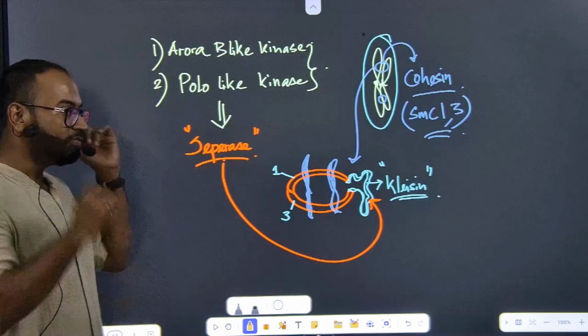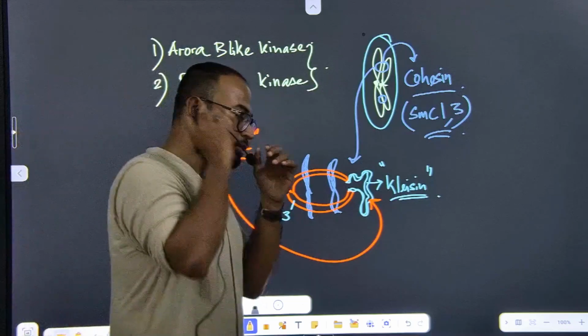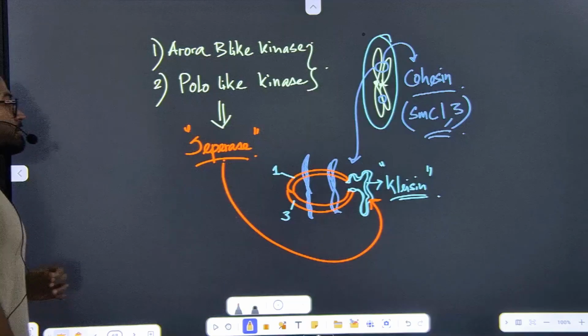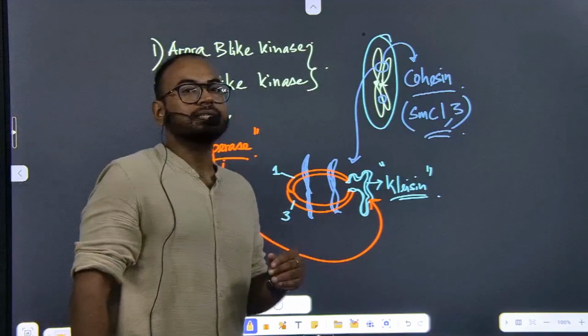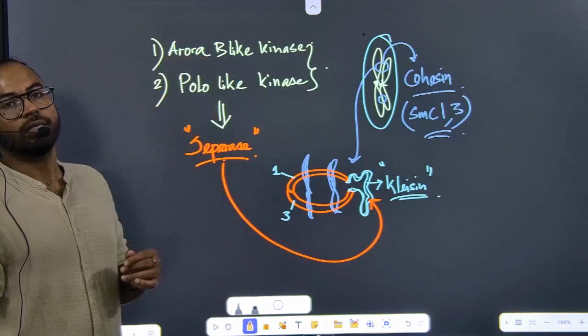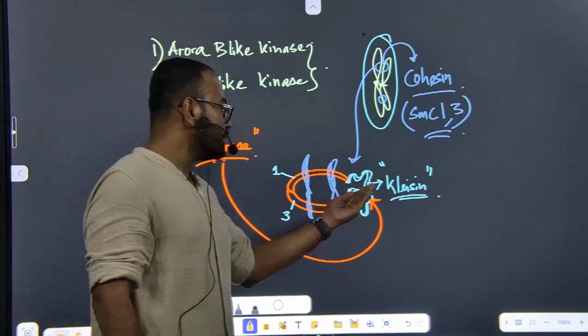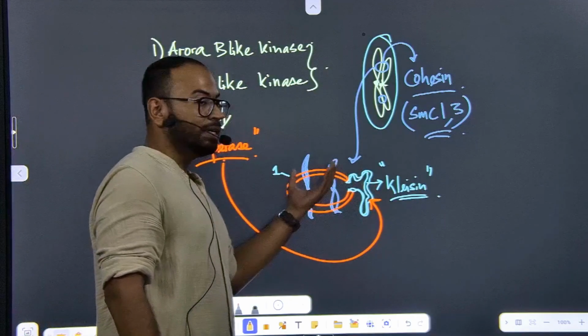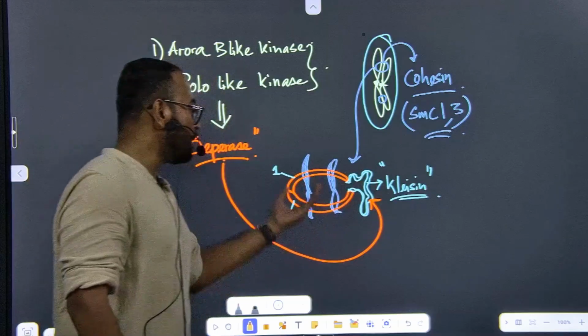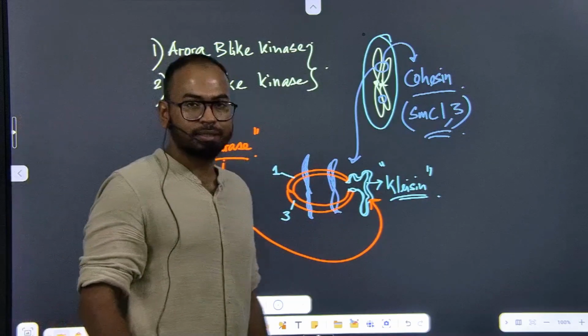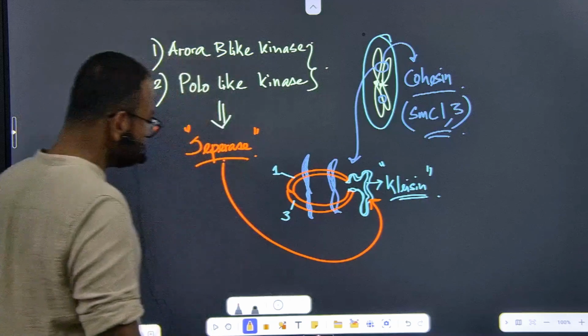I'm repeating myself. There lie two distinct kinases, Aurora B-like kinase and Polo-like kinase. These two kinases activate a protein called separase. That separase cleaves the claisin that is attaching the chromatid units, and hence they are getting separated from each other. This is a basic phenomenon.